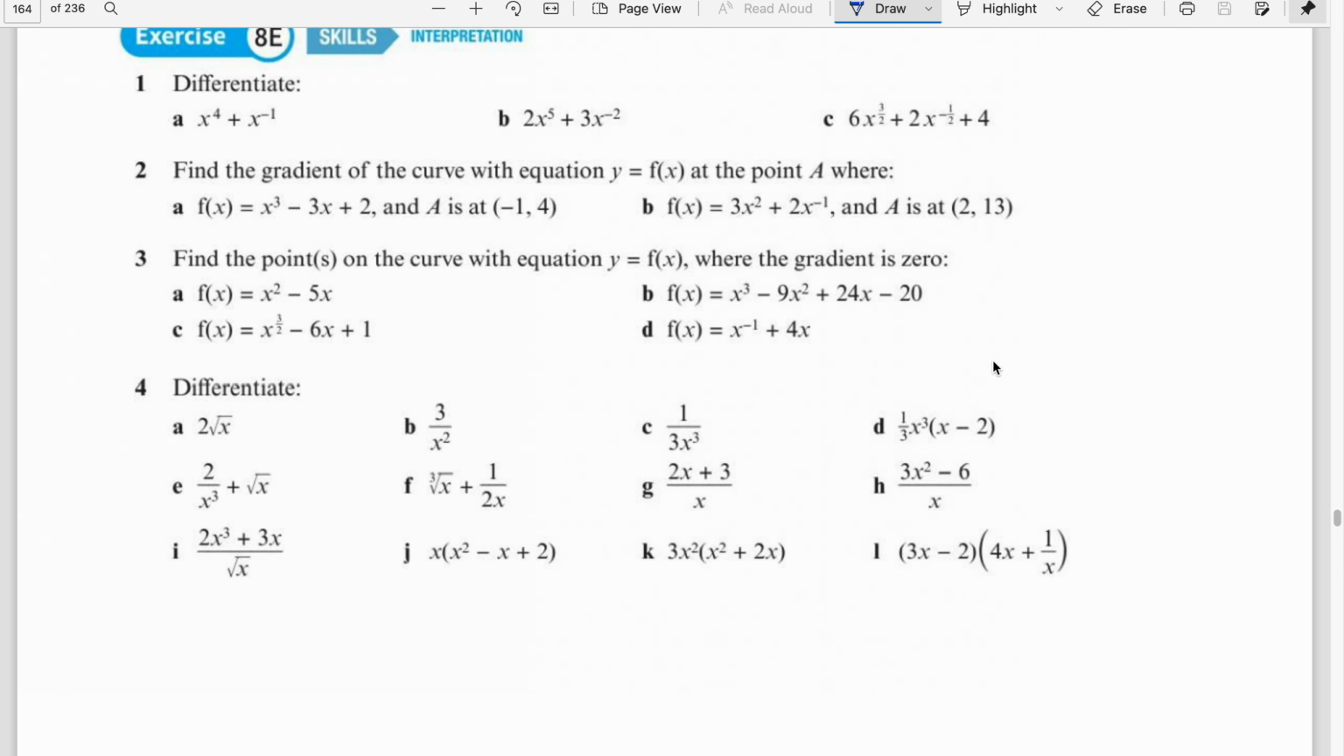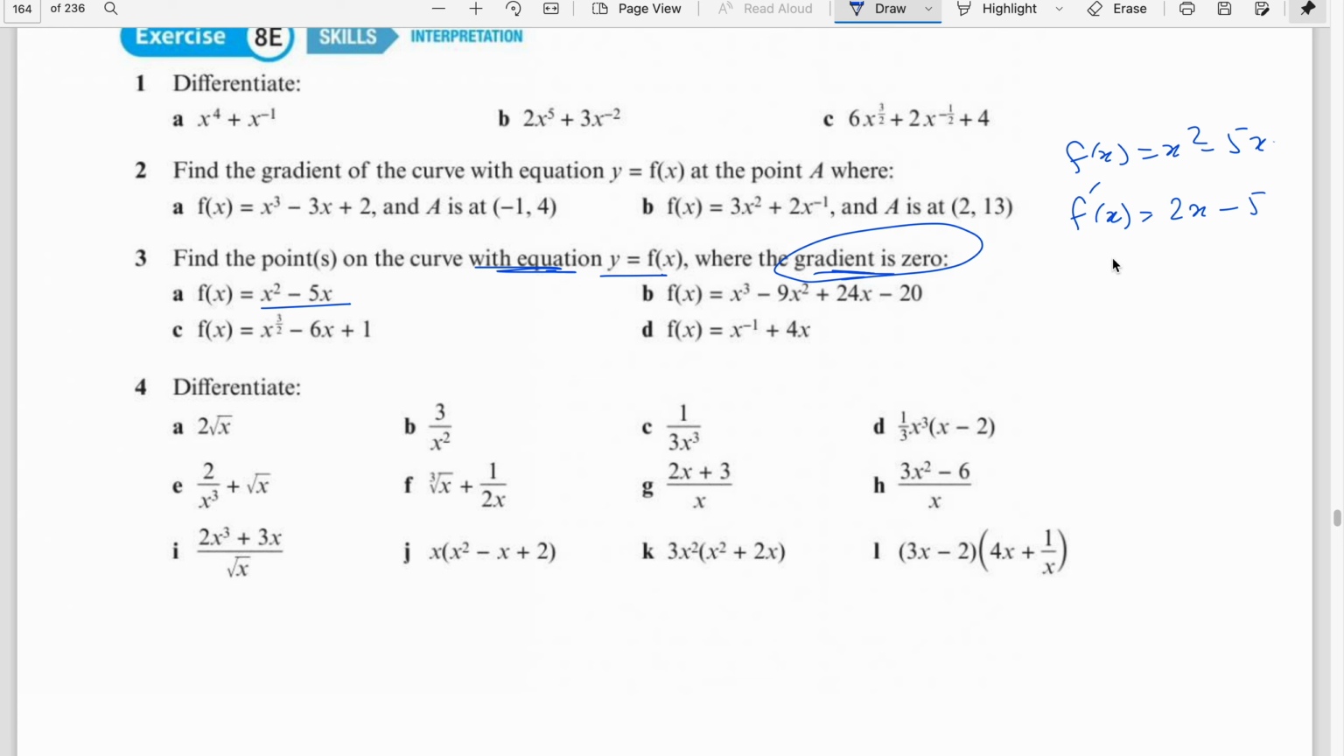Simple differentiation. It says find the point on the curve with the equation f of x where the gradient is 0. This time we have the gradient and we have to find the coordinates. So let's try this first one. f of x is equal to x squared minus 5x. Gradient is given by the differentiation, so f dash x is 2x minus 5.